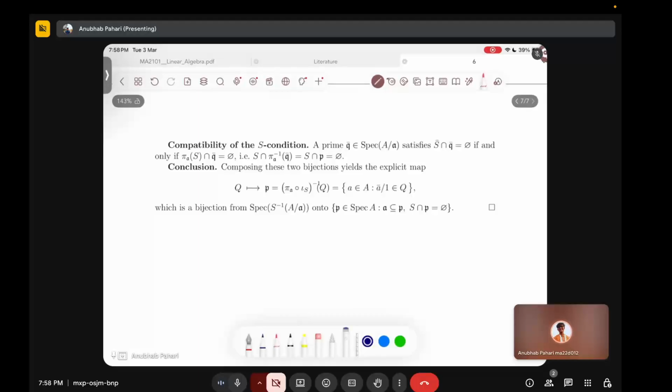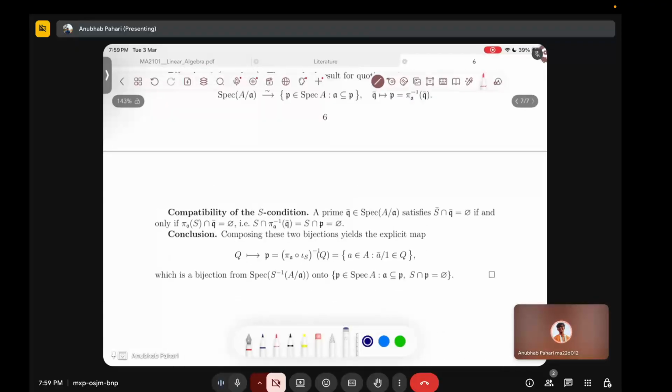Compatibility of the S condition, which says that Q̄ belonging to Spec of A/𝔞 satisfies S̄ intersection Q̄ equals empty if and only if S intersection π⁻¹(Q̄) equals empty, that is, S intersection P is empty. And composing these two bijections yields the explicit map Q goes to P equals π⁻¹ of the preimage of Q, which is the set of a in A such that ā/1 belongs to Q, which is a bijection from Spec of S⁻¹A/𝔞S⁻¹A onto the set of P in Spec A with 𝔞 contained in P and S intersection P empty.